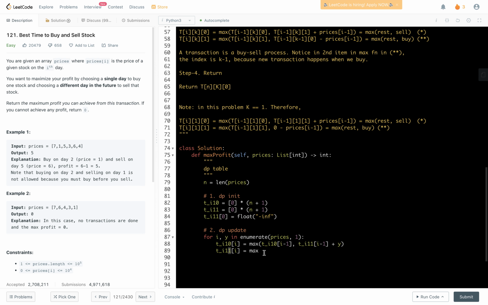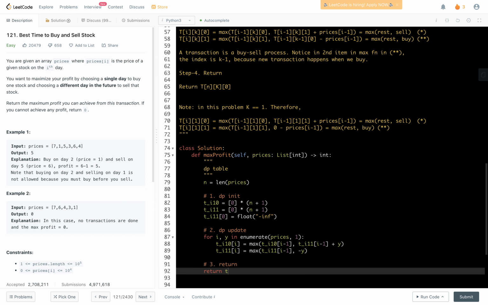And then another DP table, that is T[i][1][1]. So this is going to be we result with stock at the end of the i. So it's going to be the max of T[i-1][1][1]. In other words, at the previous day we do have stock. So at the i we choose to rest. And then we're also going to have a situation that is, here we're going to use negative the price, and that is negative y, corresponding to buy a stock. So this is the update.